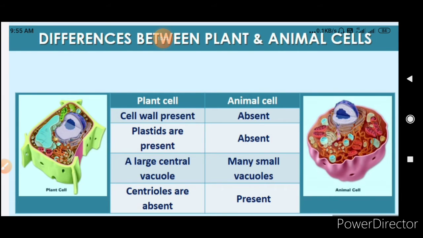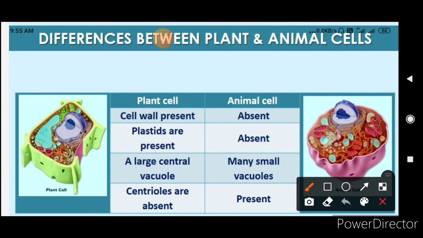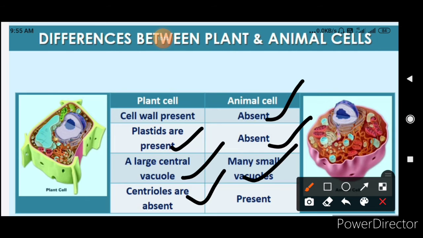So in plant cell, the cell wall is present; in animal cell it is absent. We know that chloroplast is present, so plastids are present in plant cell. You can give many differences between the plant and animal cell, but these are some of the basic differences. Plastids are present in plant cells, and in animal cells plastids are absent. A large central vacuole is present inside the plant cell, but many small vacuoles are present inside the animal cell. And centrioles are absent in plant cells, and here in animal cells centrioles are present.